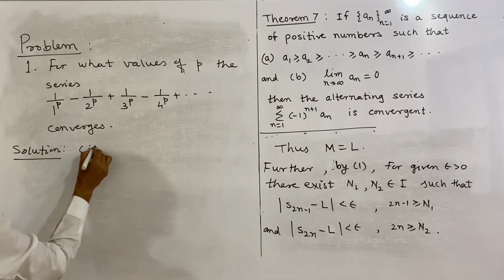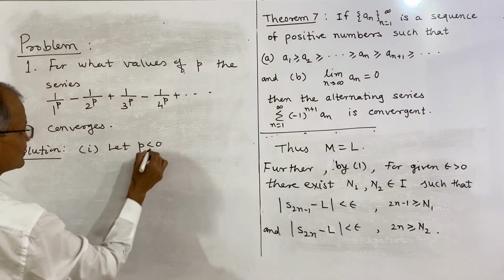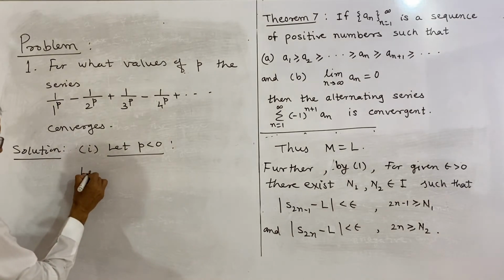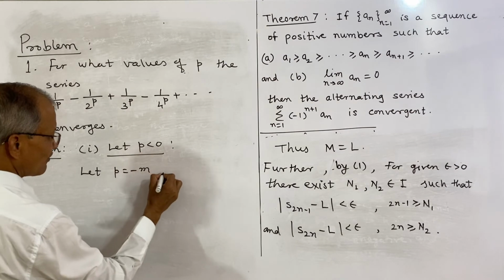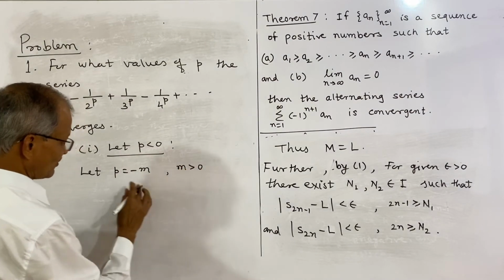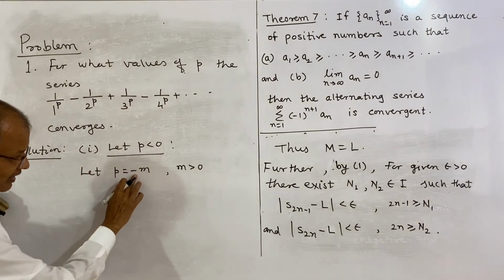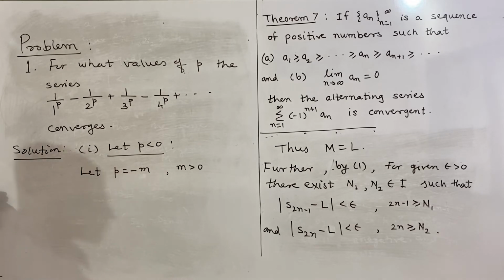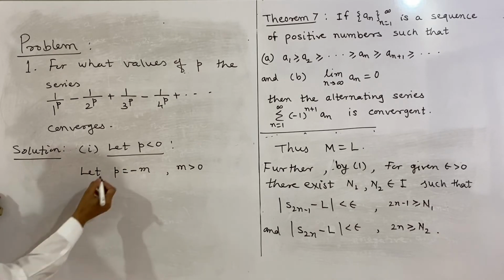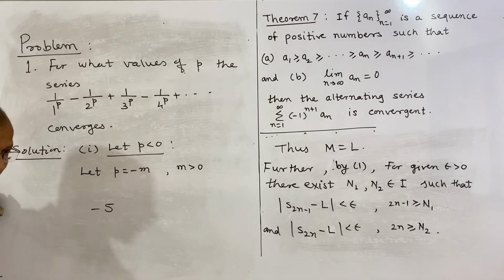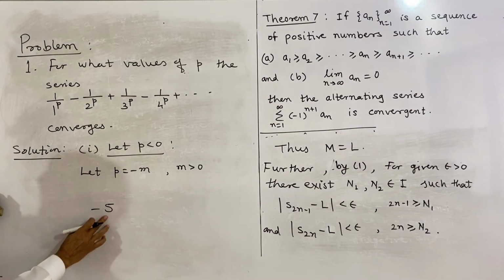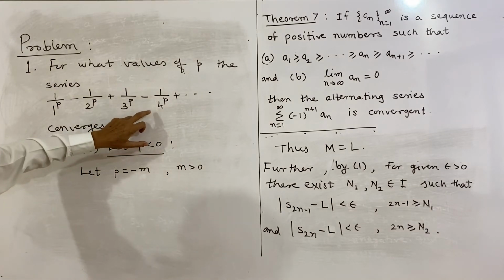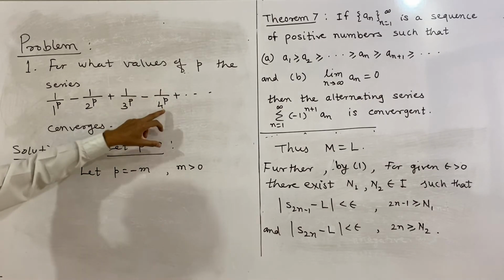First case, let P be less than 0. If P is less than 0, it means P is negative. So for that purpose we can consider P as minus m, where m will be greater than 0. It is negative and we are writing it as minus m, so m must be positive. Suppose P is say minus 5, then m is 5, which is greater than 0. So in this case, what is the an here? Here an is 1 upon n power P.